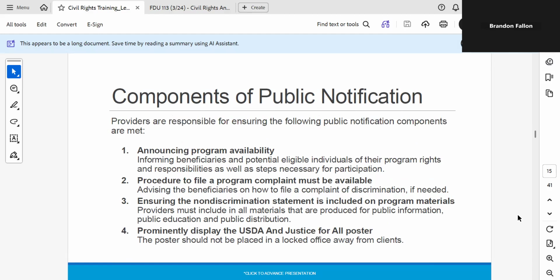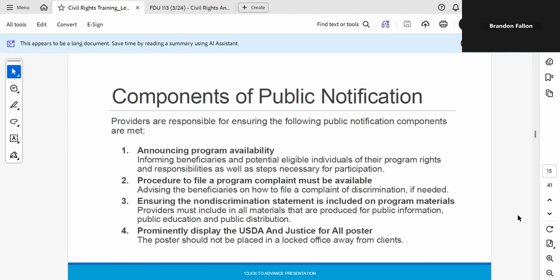Components of public notification. Providers are responsible for ensuring the public notification components are met: announcing program availability, informing beneficiaries and potential eligible individuals of their program rights and responsibilities, as well as steps necessary for participation. Procedure to file complaint must be available. Advising the beneficiaries on how to file a complaint of discrimination if needed. Ensuring the non-discrimination statement is included on program materials. Providers must include all materials that are produced for public information, public education, and public distribution.